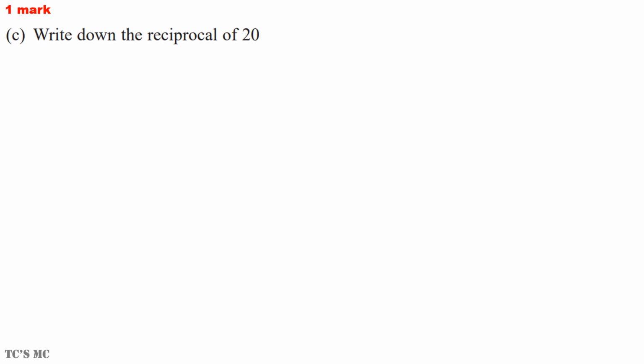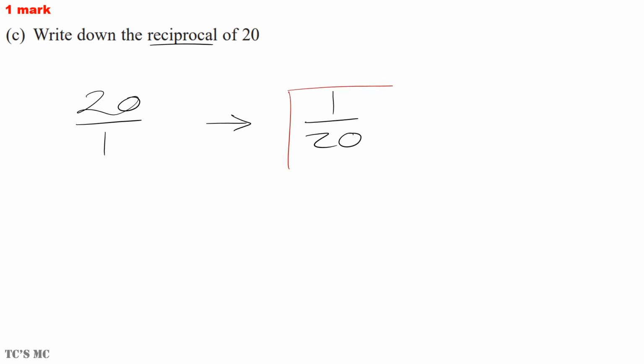Write down the reciprocal of 20. If we picture 20 as a fraction, it is 20 over 1. Reciprocal means to flip it over. So our answer becomes 1 over 20. And for 1 mark, we just need to write 1 over 20.